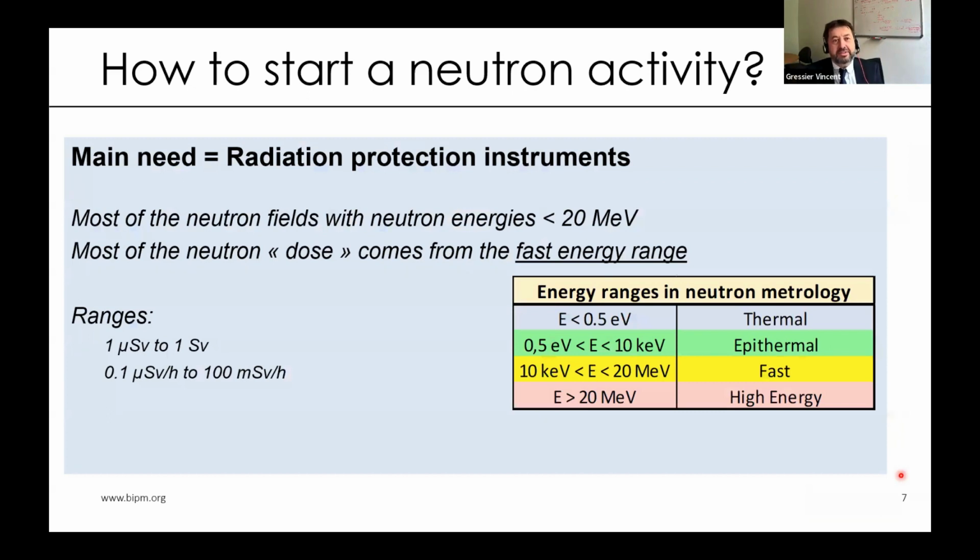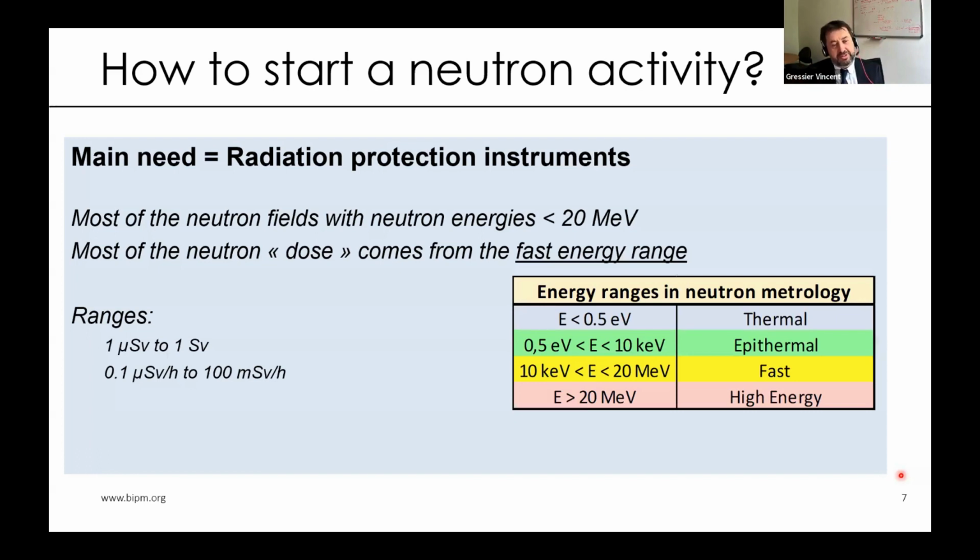So what is the main need? It is for radiation protection instruments. Most of the neutron fields have energies below 20 MeV, and the neutron dose is coming mainly from the fast energy range. The fast energy range is the one here in yellow, between 10 keV and 20 MeV. This is how the energy ranges are categorized in neutron metrology. It's not the same way in nuclear physics or nuclear reactor physics, where there are other things. Neutron metrology is only these four parts.